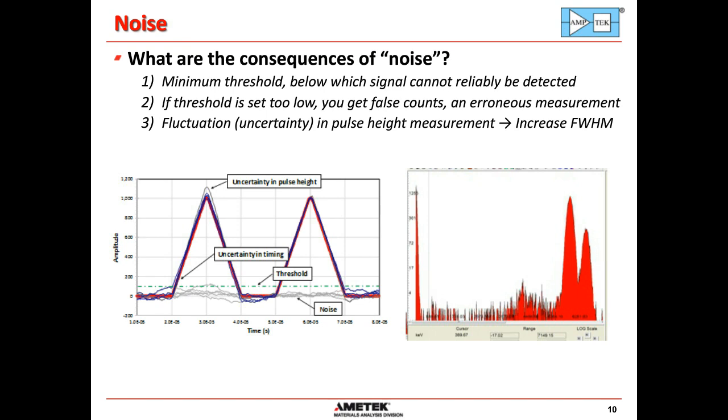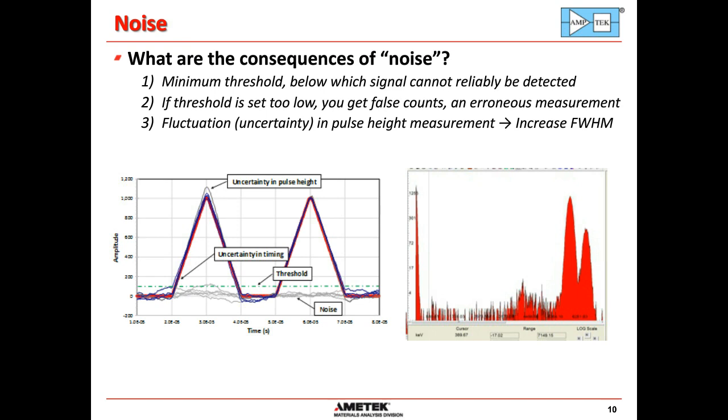And the other thing is that the pulse height sits on top of those fluctuations, so you get uncertainty in the pulse height measurement, and that causes the full width at half maximum. That affects the resolution of the peaks. The variation in the pulse height, the pulses on the left, leads to the peak width on the right.